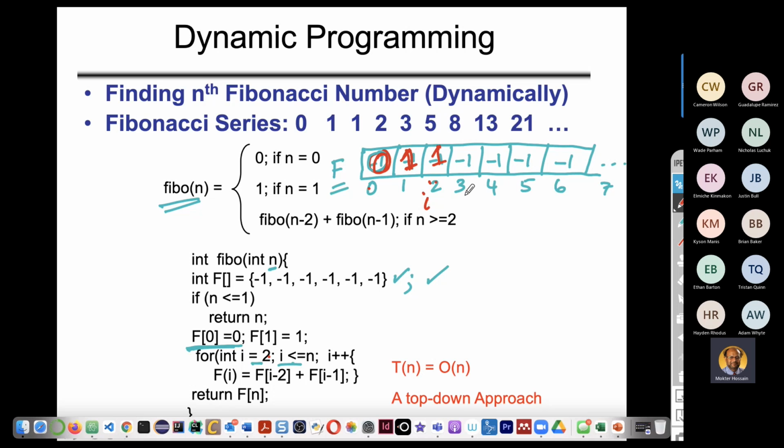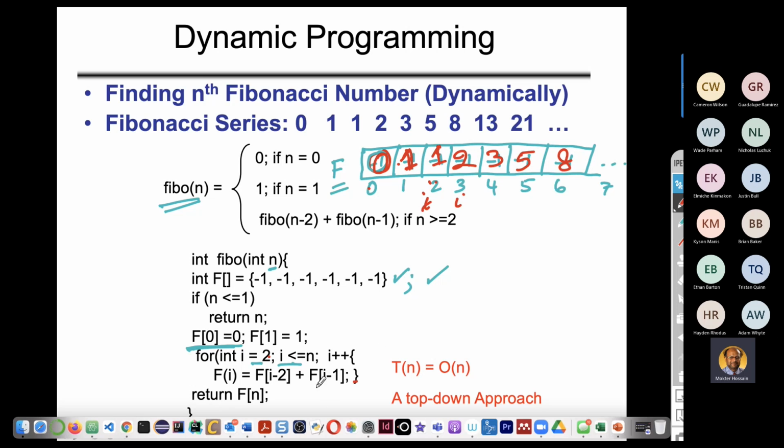And for 3, now I will go over here. For i equal to 3, f(3) will be f(3-2), that is f(1), plus f(2). Okay, that is this one plus this one. 1 plus 1 equal to 2. And similarly for 4, f(4) will be f(2) plus f(3). Then 1 plus 2 equal to 3. And then 5 will be 2 plus 3, 5. And then here will be 3 plus 5, 8, and so on.